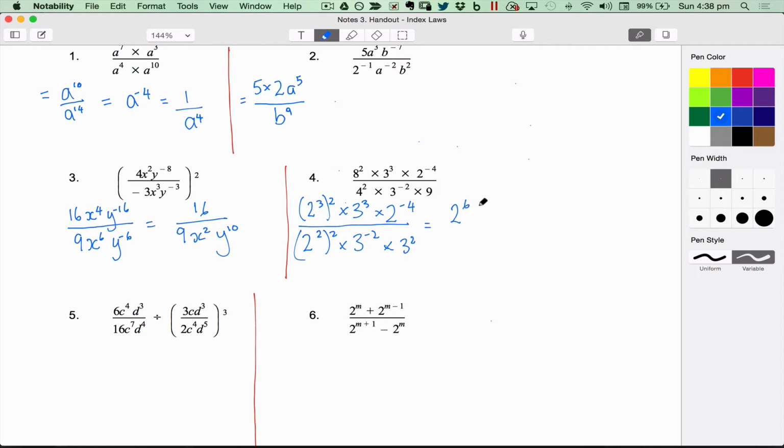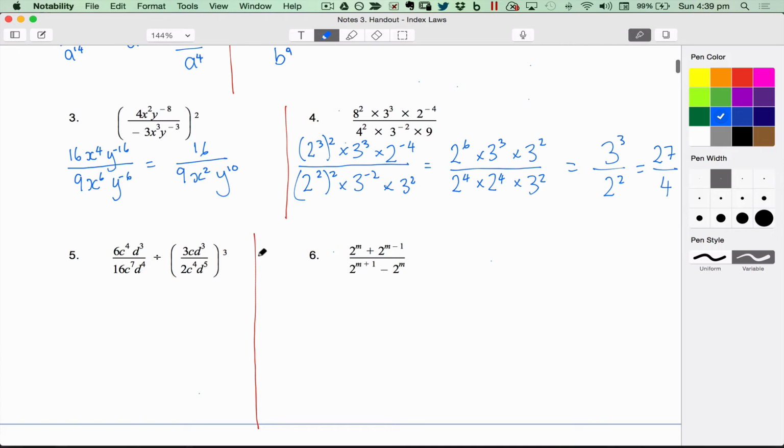End up with 2 to the 6 times 3 to the 3 times 3 squared over 2 to the 4, 3 squared. And when I simplify all of this down, I end up with 3 cubed over 2 squared. And you could leave it like this in its simplest form, or you could put this into full numbers and end up with 27 over 4. Either answer would be fine there.